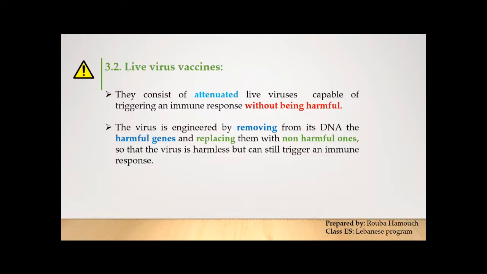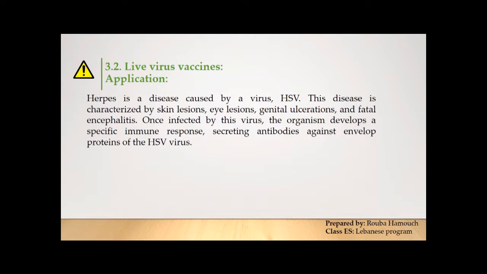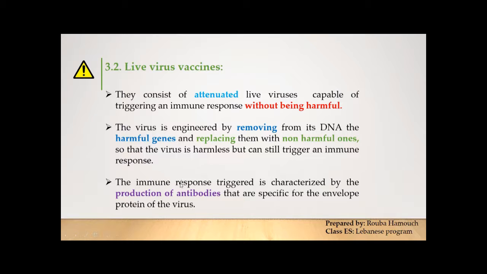Now, we will see an example application on live virus vaccines concerning the herpes disease. How can we produce a vaccine against herpes disease? To remember, the immune response triggered against the live virus vaccines or the peptide vaccines is characterized by the production of antibodies by B lymphocytes. The antibodies are specific for the envelope protein of the virus and not for the whole virus.